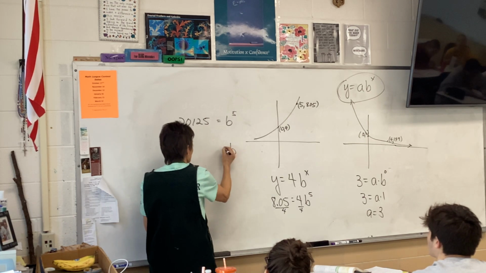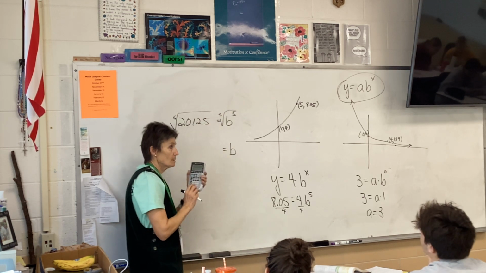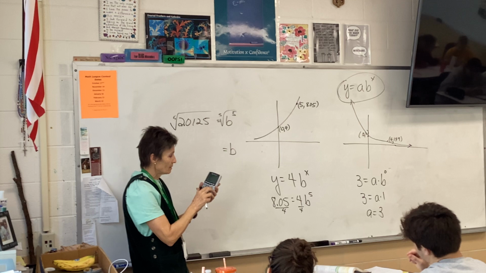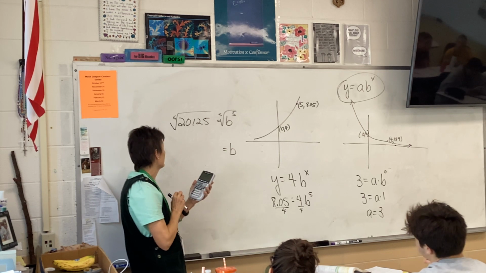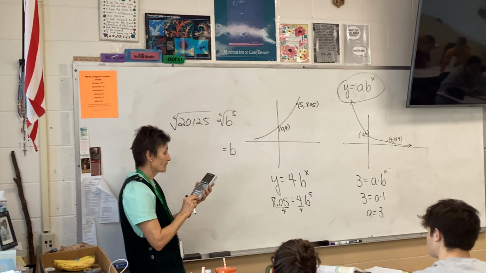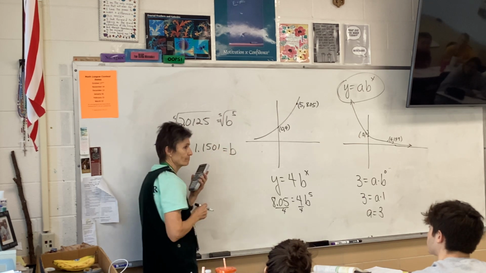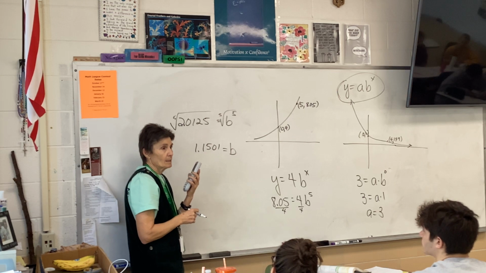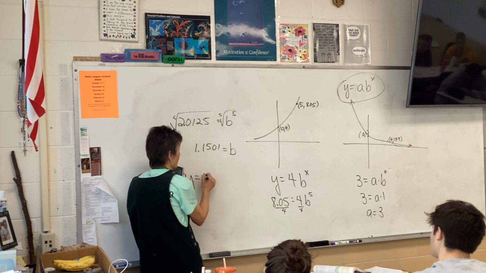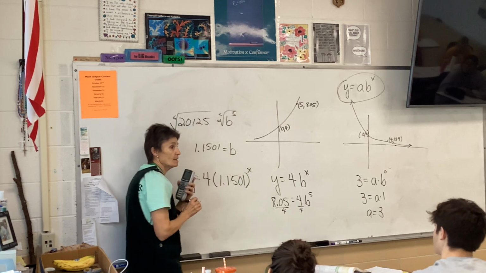Then, to get b, I'm going to have to 5th root, right? So I'm going to type 5, math, x root, 2.0125. And I got 1.1501. And then I write my answer. Y equals 4 times 1.1501 to the x power.